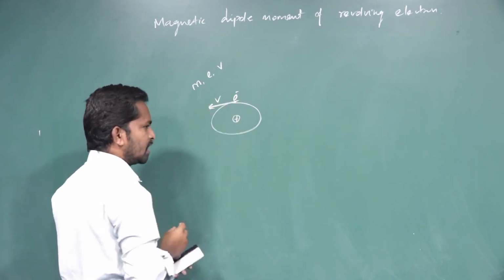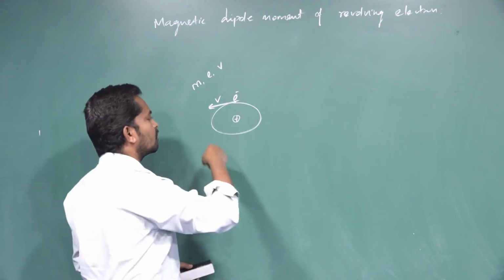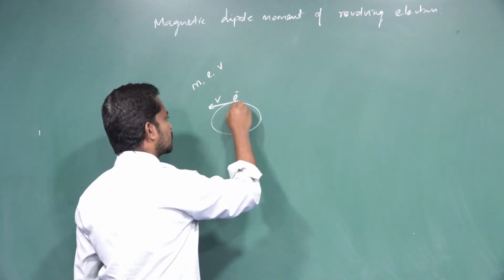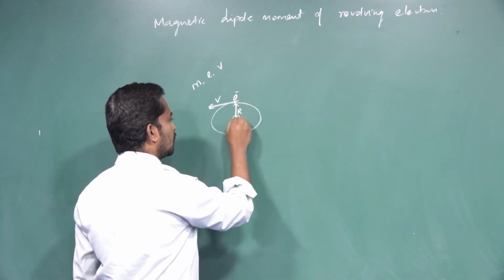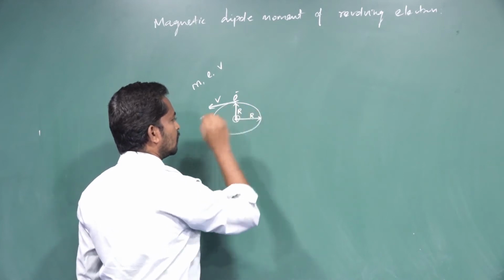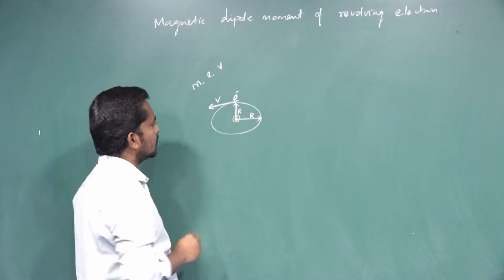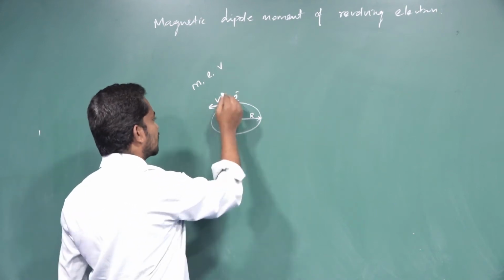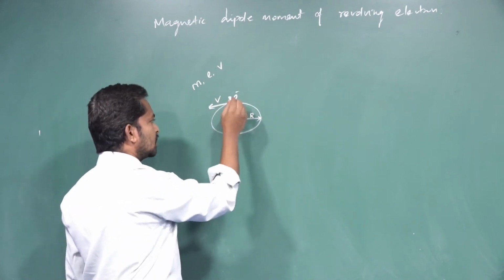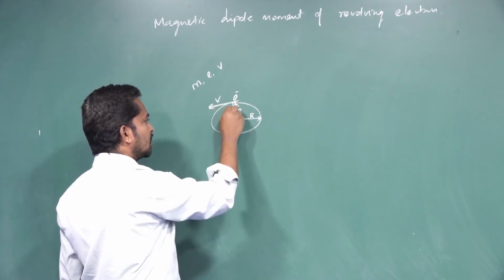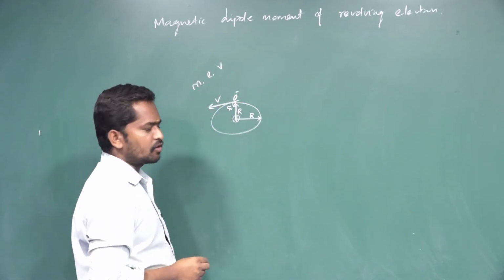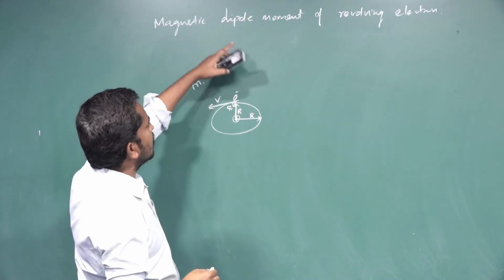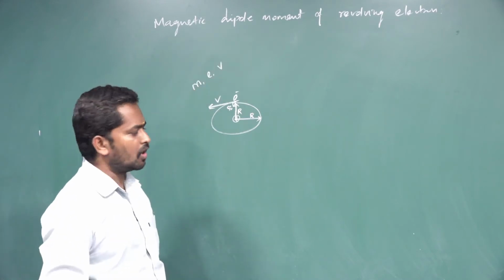Just imagine it is a circular path. The radius of the circular path is r. The velocity of the electron v is divided into two components, v sin theta. The angle between r and v is 90 degrees. I want to calculate the magnetic dipole moment of the revolving electron.